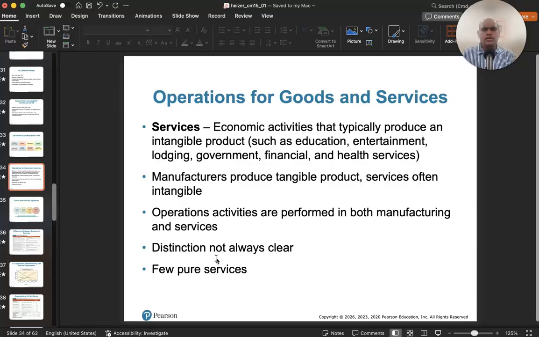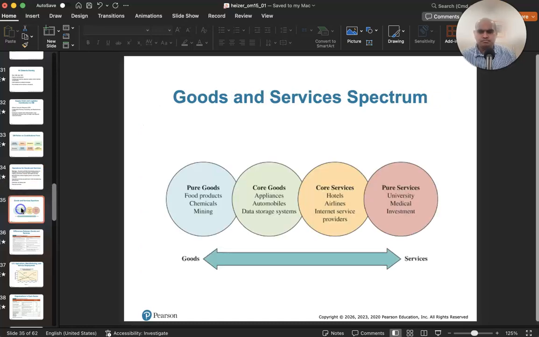Now, in the next slide, we're going to see the spectrum of goods and services, and the idea of few pure services is something to keep in mind. You notice that goods and services are on a spectrum. You have pure goods all the way to pure services, and then in between, you have core goods and core services. Core goods are goods where the physical product is the main thing that you're buying, but it comes attached with a service sometimes. You might buy it, you might not, but it comes with a service, and the service is usually important, right?